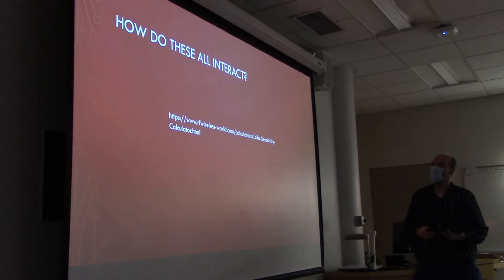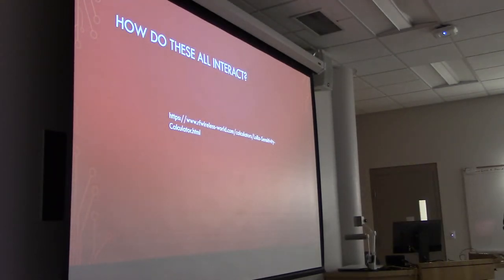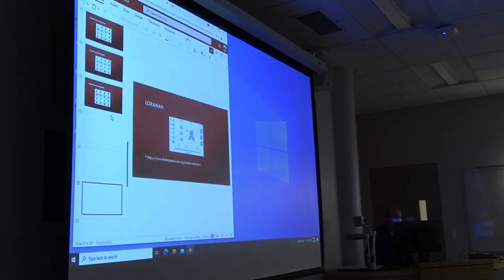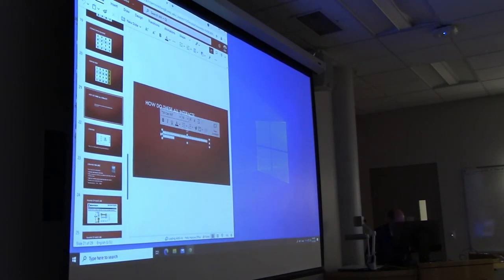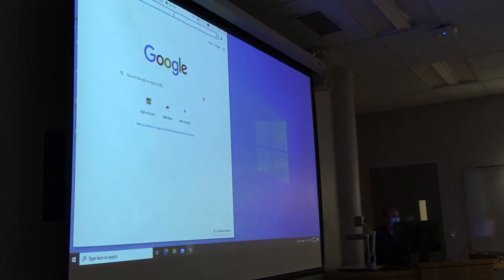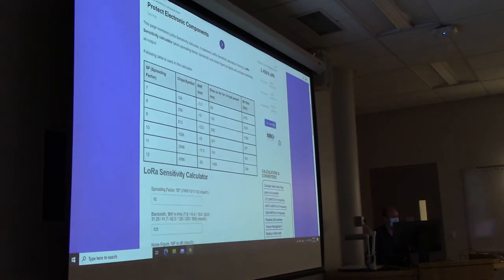Okay, so how do all these interact? I'm going to go back to the computer, and I'm going to use this calculator. Is there simulation software that we can use to simulate a LoRa network kind of thing? I don't know of a good way to simulate the network, I'm not quite sure. There are calculators you can use, which is basically what this is. I don't know about simulating though.